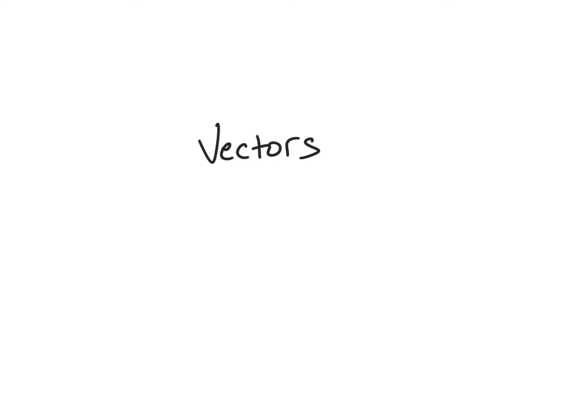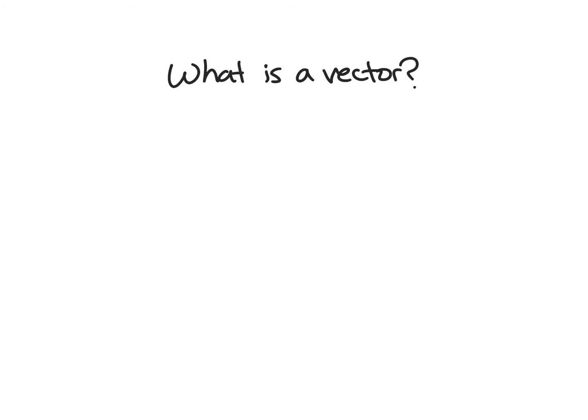Hello everyone. In this video we will introduce the notion of vectors. So a natural question to start out with is, what is a vector? A vector, I could say, is an element of a vector space, but given that we haven't talked about vector spaces yet, that's not a very helpful definition. So what you want to think is it's something with both a magnitude and a direction.